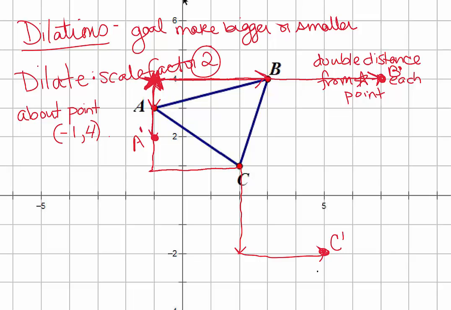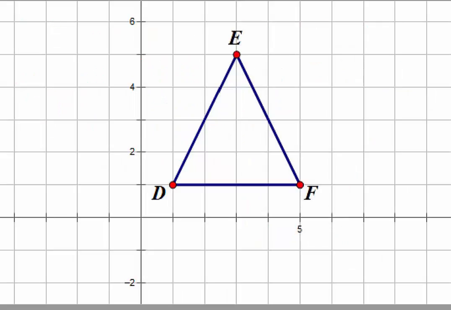And remember what I was saying, the goal is to double the distance between the star and each point. And we're actually going to make a figure that looks similar, but actually is bigger because we were doubling it. We could also make it smaller as well.